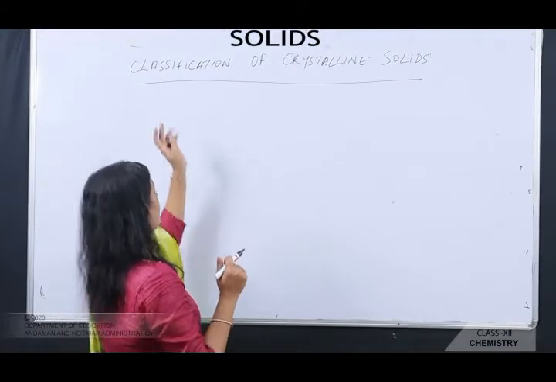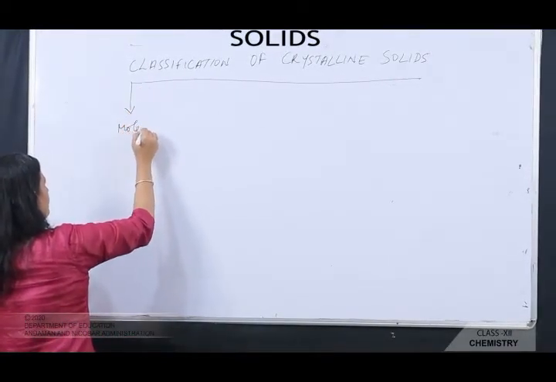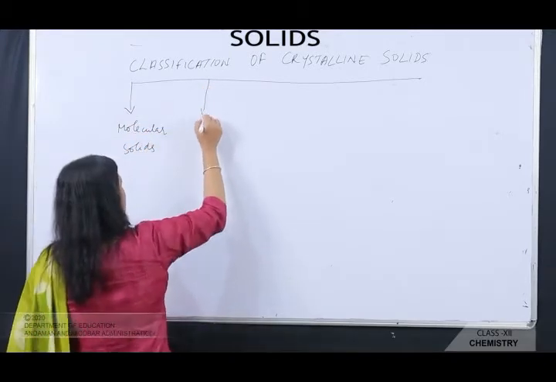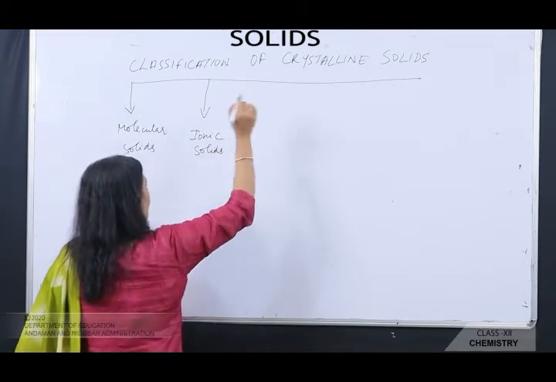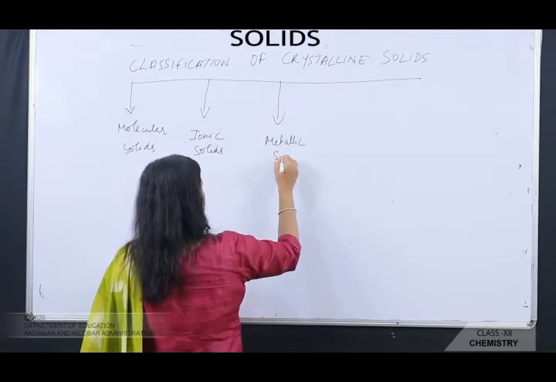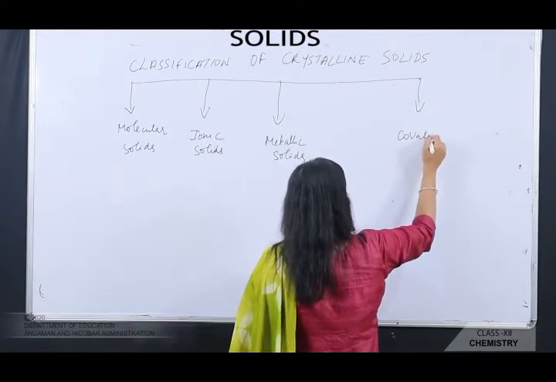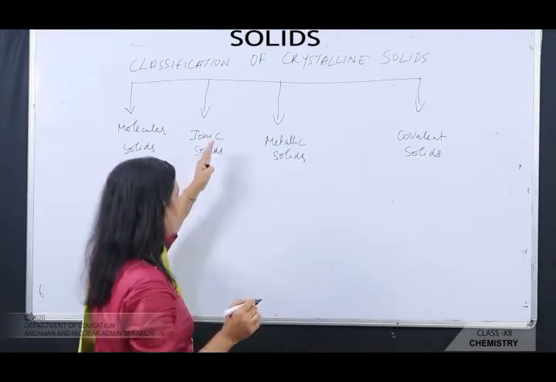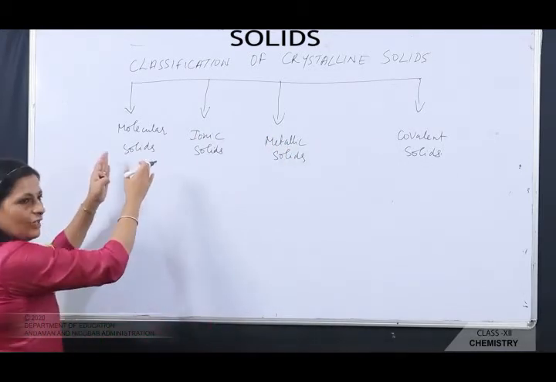Okay. Now crystalline solids are classified into: 1. Molecular solids, then next into ionic solids, next into metallic solids, and the last into covalent solids. So there are 4 types of crystalline solids: molecular solids, ionic solids, metallic solids and covalent solids. Okay, so we will be dealing with them one by one.